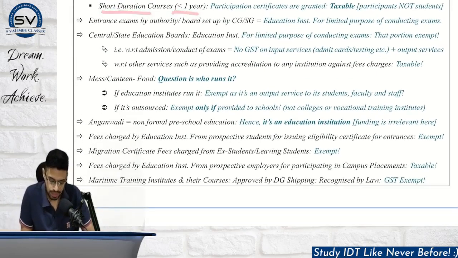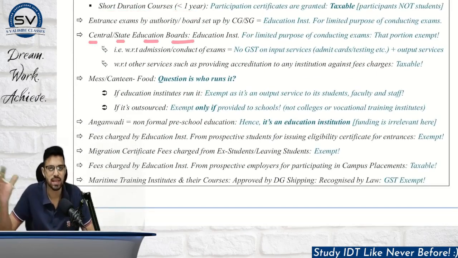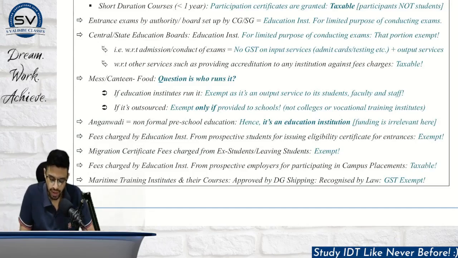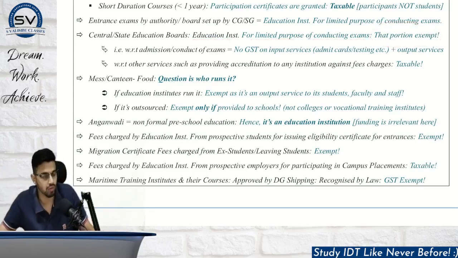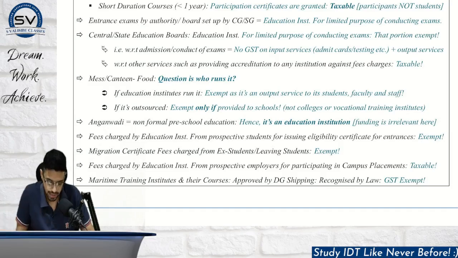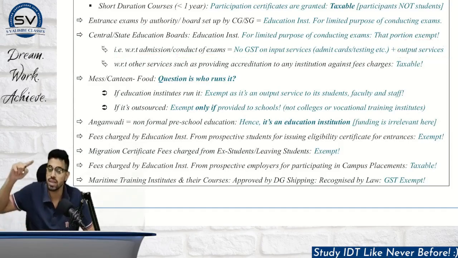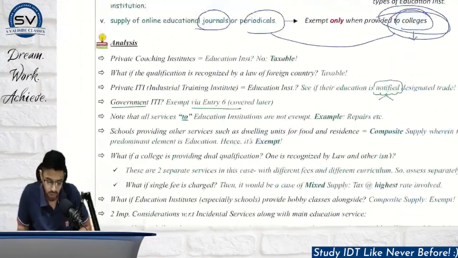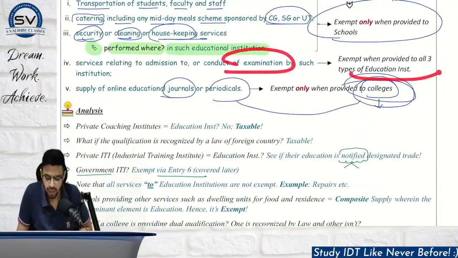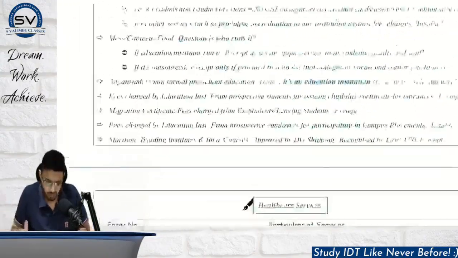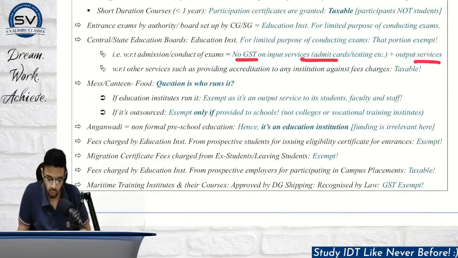Next, Central and State education boards like CBSE, ICSE, all those boards, are educational institutes only for the limited purpose of conducting exams. Only for that portion, because other services will always be taxable. For these services, it is exempt. So with respect to admission and conduct of examinations, no GST on input services plus output services. Why? Because in that case the educational institution is providing that particular service of conduct of examination, and this is exempt in all kinds of educational institutes. So no GST on input as well as output services.